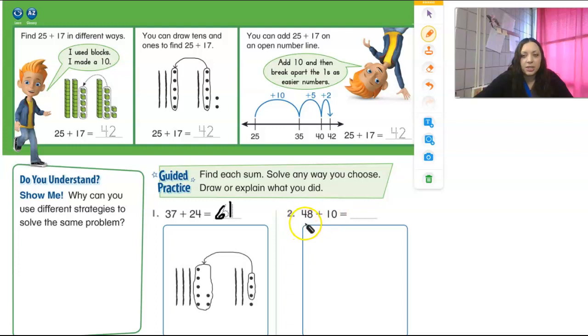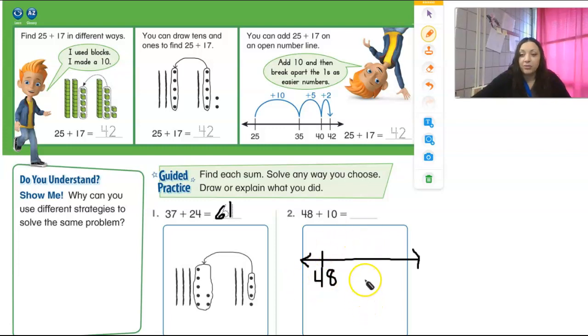Well, this one seems pretty simple. It says 48 plus 10. So why don't we try a number line this time? We're just going to try different ways. So if I take a number line and I have 48, remember, I can choose to not just do ones on my number line, I can hop by 10s.